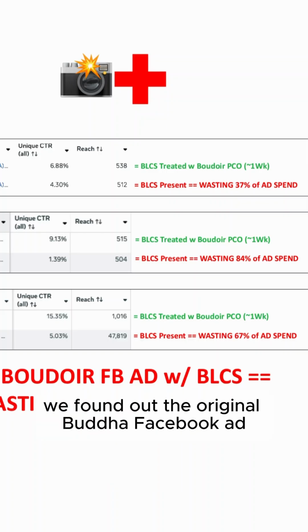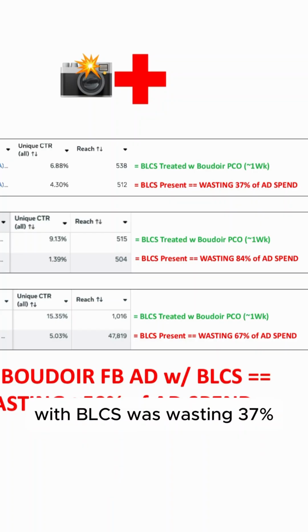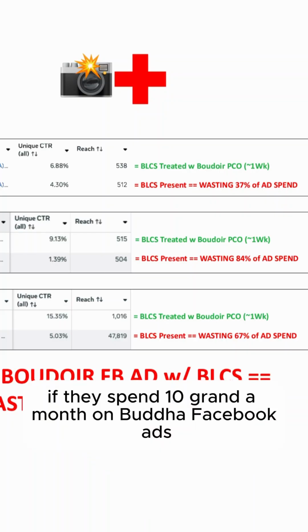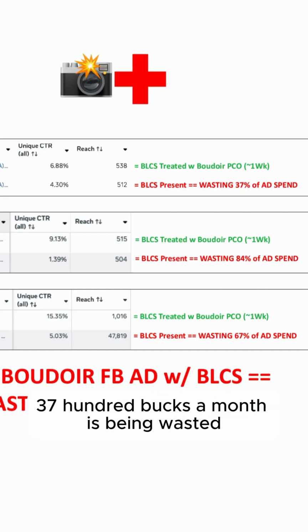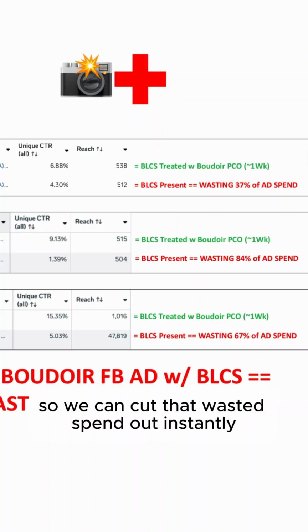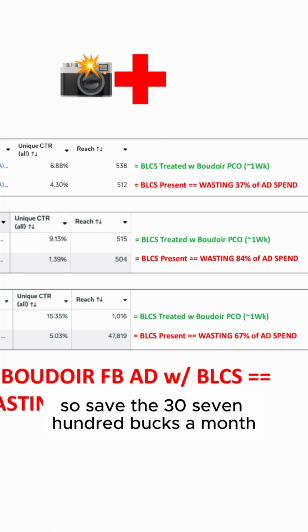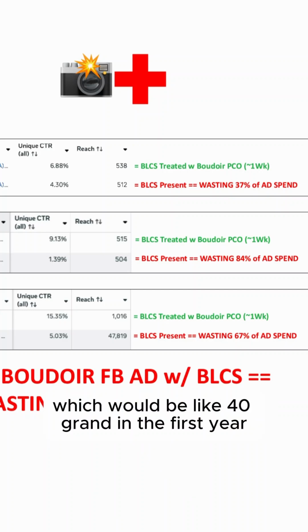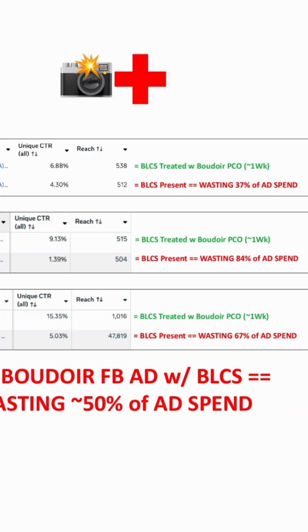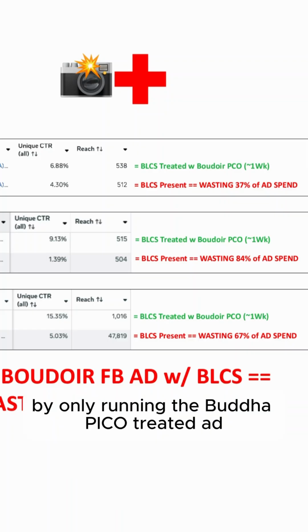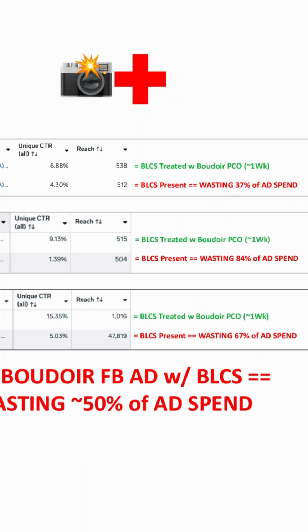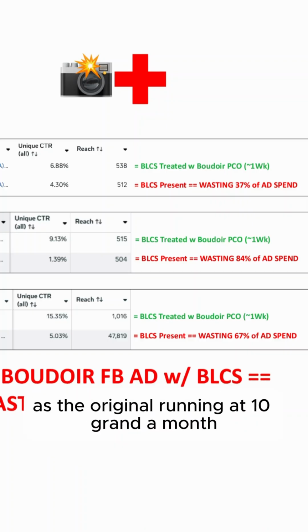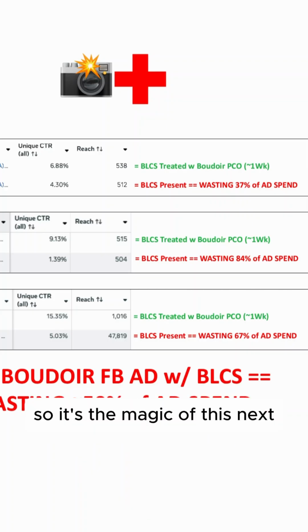So that means we found out the original Boudoir Facebook ad with BLCS was wasting 37% of their ad spend. So if they're spending 10 grand a month on Boudoir Facebook ads, then we actually know that $3,700 a month is being wasted. So we can cut that wasted spend out instantly. So save the $3,700 a month, which would be like 40 grand in the first year. That'd be kind of like a phantom profit by only running the Boudoir Pico treated ad. And we can run that at only $6,300 a month, but get our ad into the same number of women's brains as the original running at 10 grand a month. So that's the magic of this.